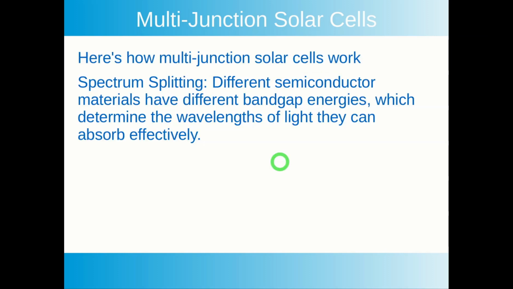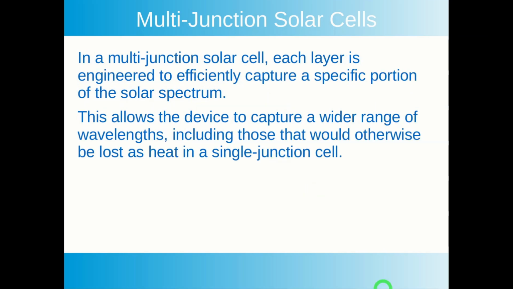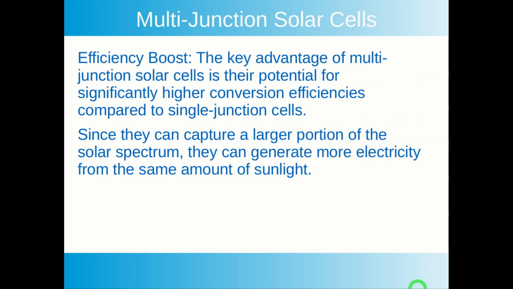Multi-junction solar cells work by having different band gap energies which determine the wavelengths of light that each layer shall absorb effectively. Each layer is engineered to specifically capture a specific portion of the solar spectrum. This allows a wider range of wavelengths to be absorbed compared to a single junction cell. The advantage of making a multi-junction solar cell is that you can increase the efficiency beyond the theoretical efficiency of a single junction cell. By capturing a larger portion of the spectrum, they can generate more electricity in the same amount of light.